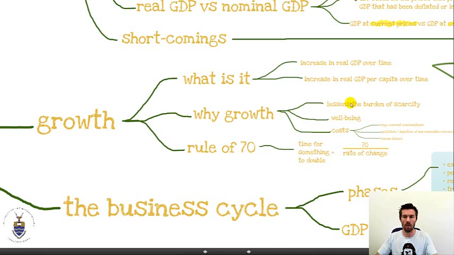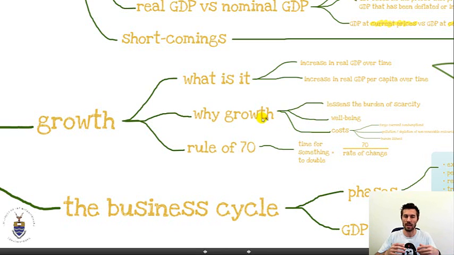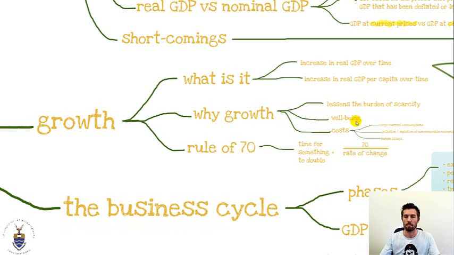Why is it important? Well, it lessens the burden of scarcity. In other words, if we grow, we have more resources. One of our fundamental economic problems is this idea of scarcity, right? What does growth do? It allows us to have more. In other words, less scarcity. And in that sense, growth is important for our well-being. Growth enables us to have better healthcare, more food, better housing, better education, things like that.